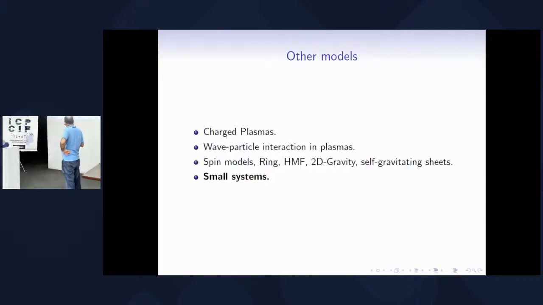Another model, of course, is charged plasmas, with particle interactions in plasmas. Some spin models, classical and quantum also. I will present a few here. 2D gravity is a simplified model of gravity, and self-gravitating sheets is a one-dimensional gravity. And, of course, small systems, which are a special case where the range of the interaction is of the size of the system.